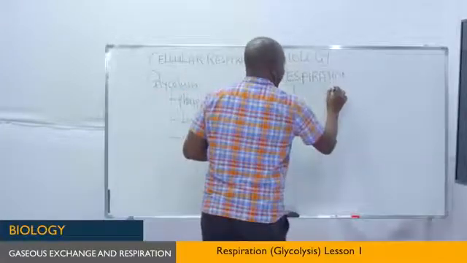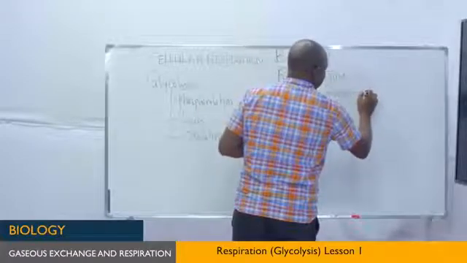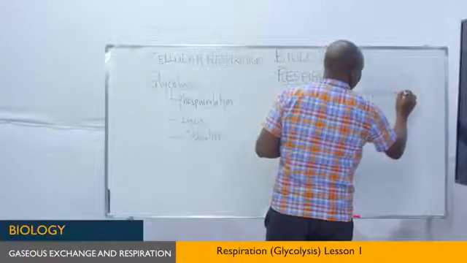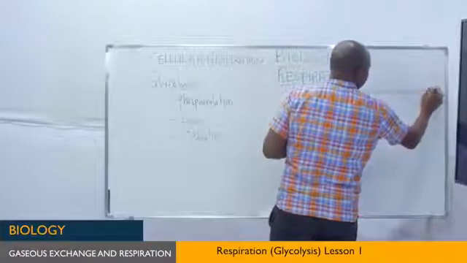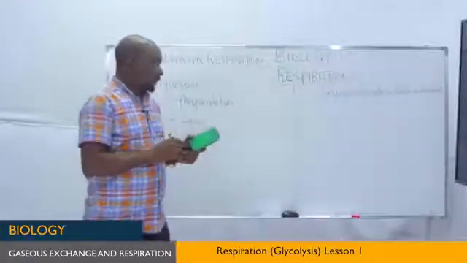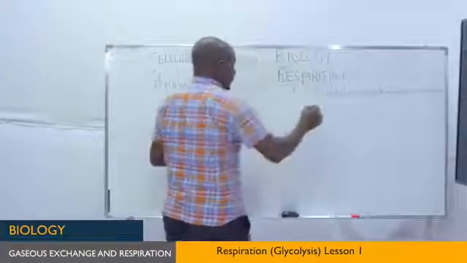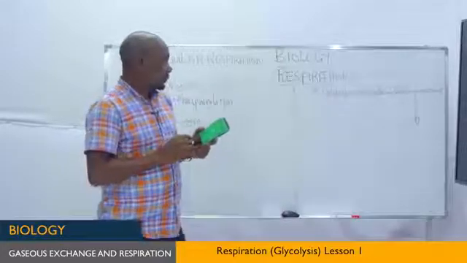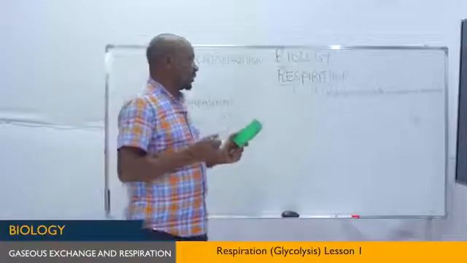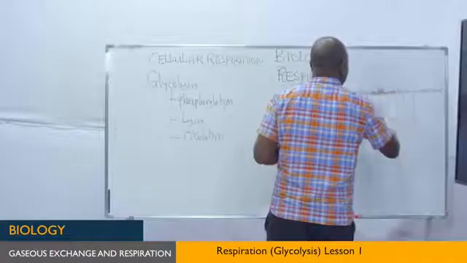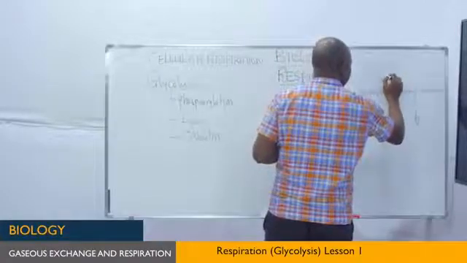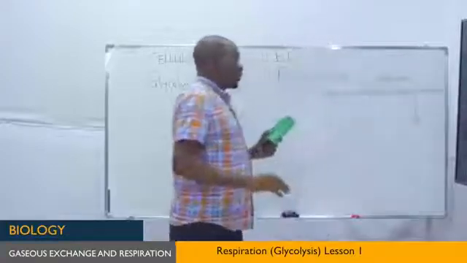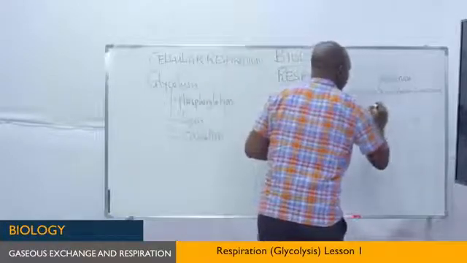The first stage is when the glucose is added with a phosphate to produce glucose 6-phosphate. That is the first stage. The second stage is the produced glucose 6-phosphate undergoes isomerization or rearrangement. This reaction takes place under the influence of the enzyme known as hexokinase enzyme.